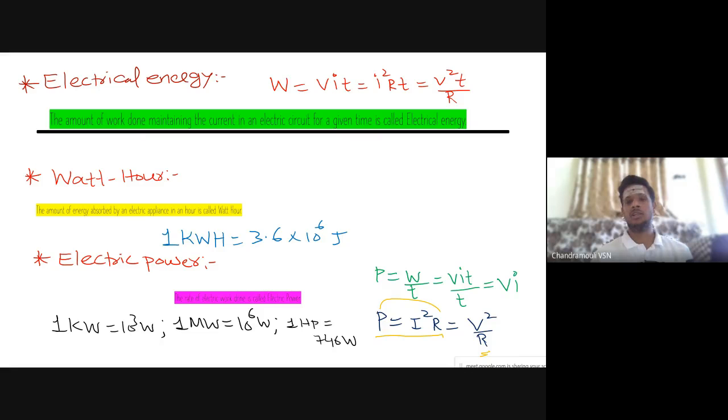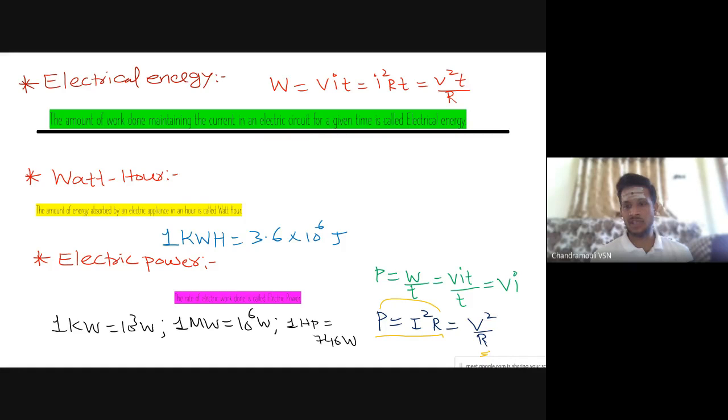These are some multiple conversions. Power formula: work by time, VIT by time. Time gets cancelled. We get that electric power is the product of voltage and current. Am I right, children? Electric power is defined as the product of voltage and current. Then what is the power formula?